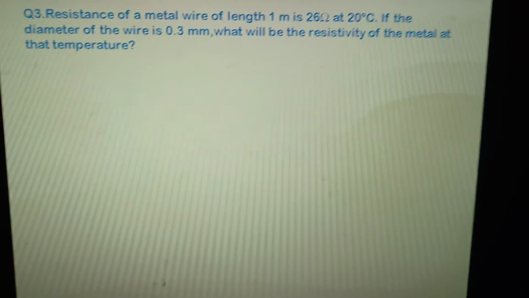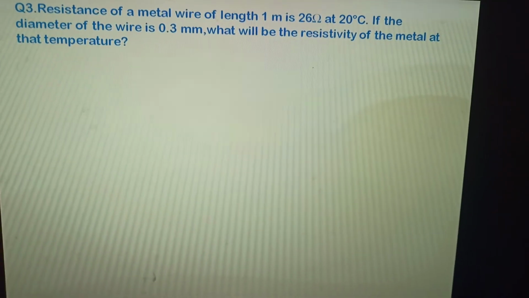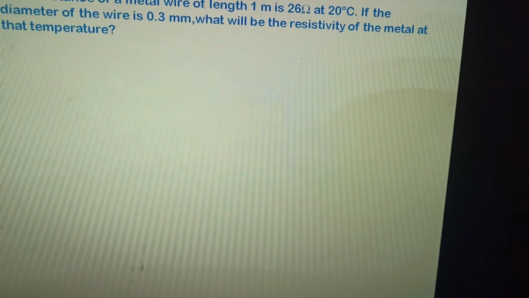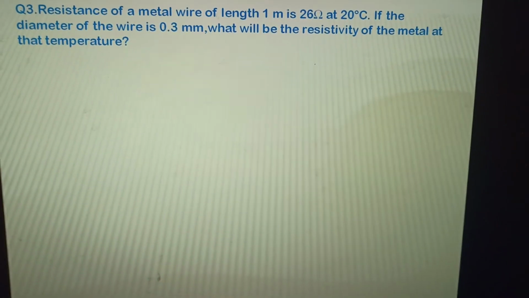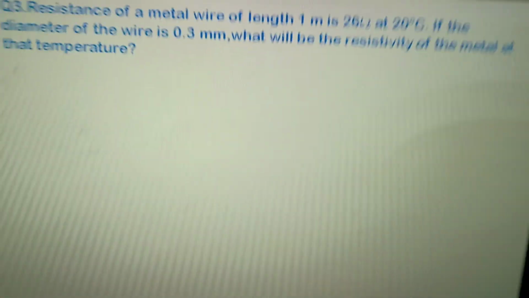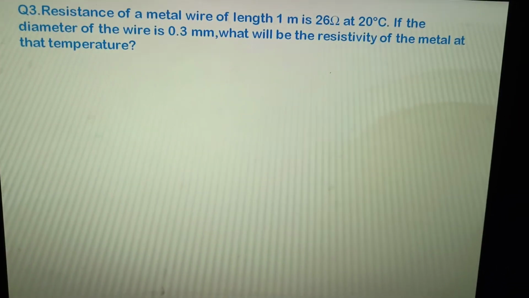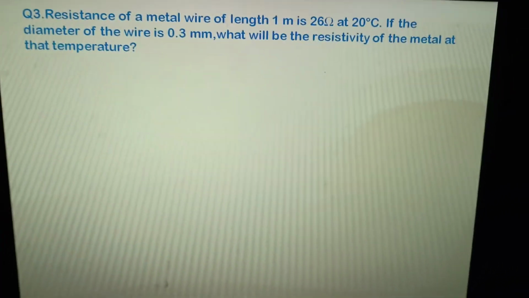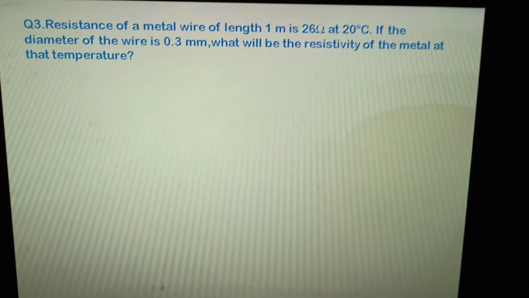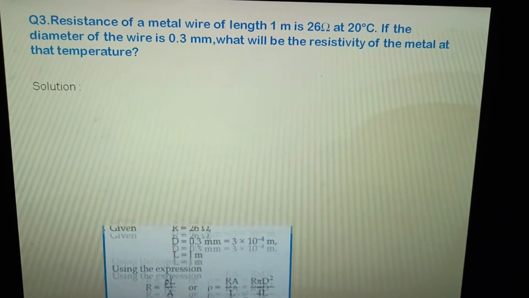And here is the question. The resistance of a metal wire of length 1 meter is 26 ohm at 20 degrees Celsius. If the diameter of the wire is 0.3 mm, what will be the resistivity of the metal? For the resistivity, we have told you in the other section that R is equal to rho L upon A. So here we have to calculate the value of rho. Here is the solution, you can see.